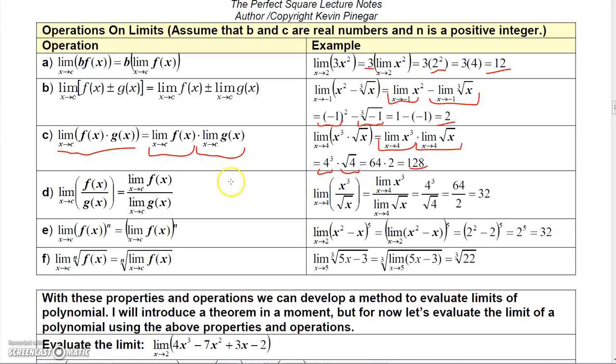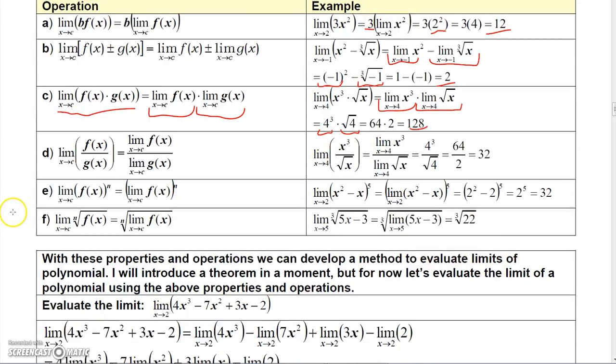It also works for a quotient, as long as the denominator is not 0, that is. So the limit of f of x over g of x is equal to the limit of f of x over the limit of g of x. Now remember, that only works if this limit is not 0.